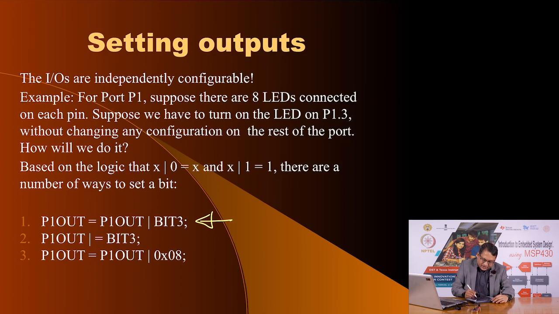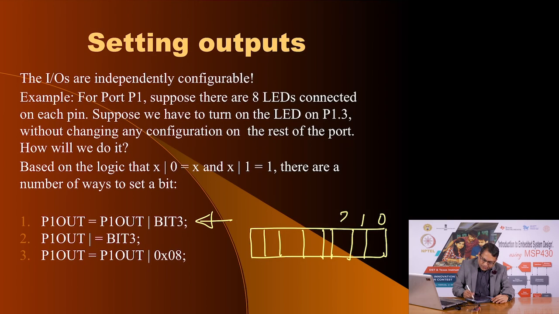Now, if I say BIT3, let me show where BIT3 is. In the 8-bit register, this is bit 0, 1, 2, and this is bit 3. We are saying P1OUT is equal to P1OUT ORed with BIT3. So, BIT3 is 0, 0, 0, 0, 1, 0, 0, 0. Essentially, these 4 bits become 0, and these 4 become 8. So, this is 0x08 in hexadecimal.